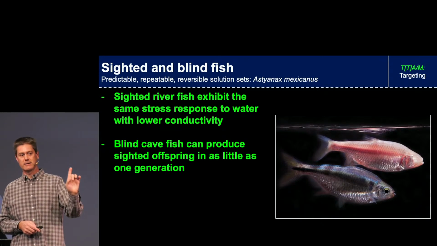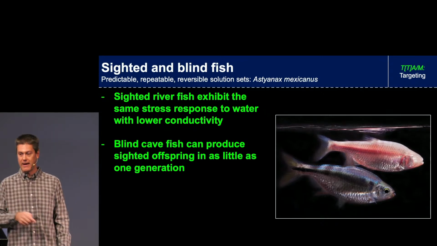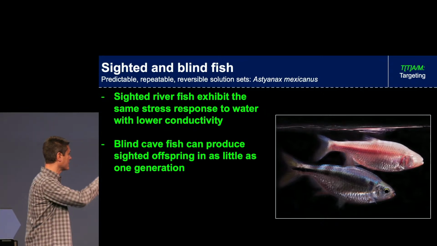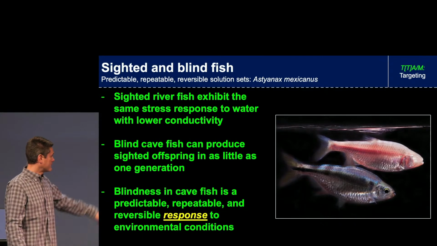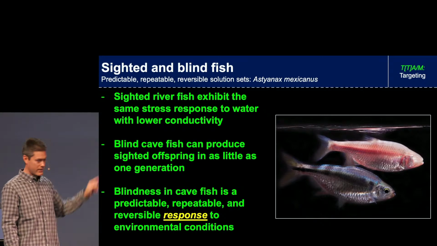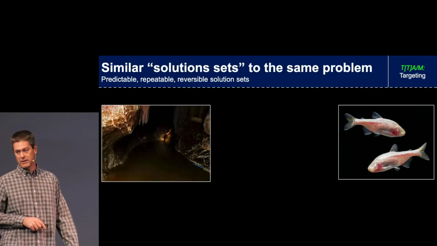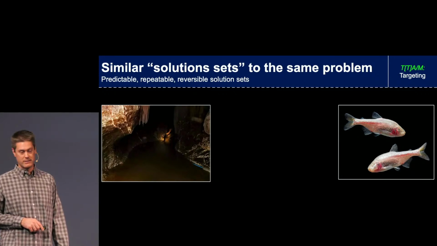That stress causes inhibition of that stress protein, and that degrades their eyes, so they're born without eyes. It's predictable, it's repeatable, and it's reversible, and it's a response to their environmental conditions. But what's interesting about that is blind cavefish aren't the only animals that do this.